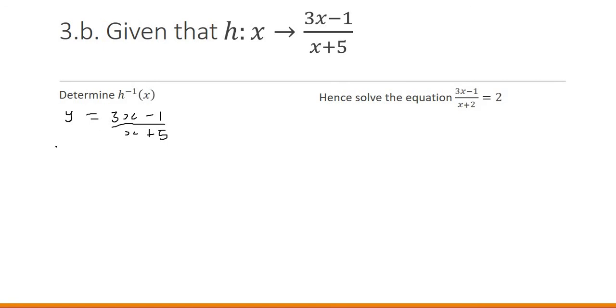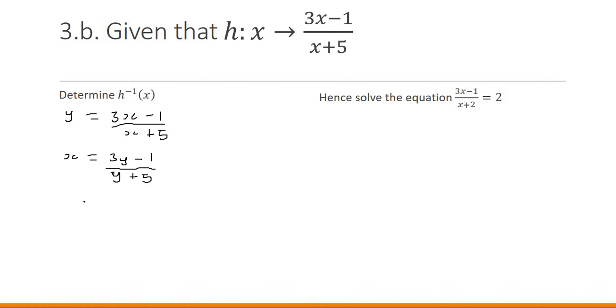Now, at this stage, we know we must interchange x and y. So it's going to be x is equal to 3y minus 1 all over y plus 5. At this stage, we're going to transpose for y. So in order to get rid of the denominator, we're going to multiply both sides by y plus 5.